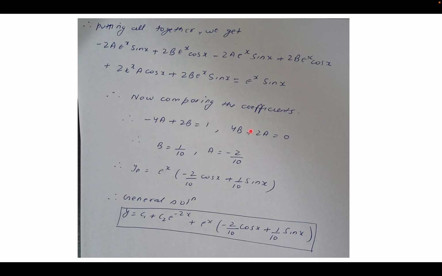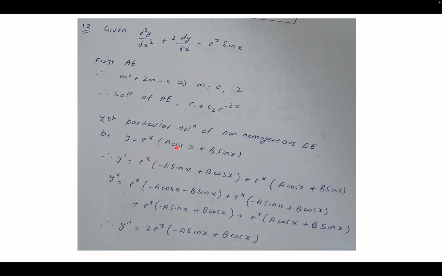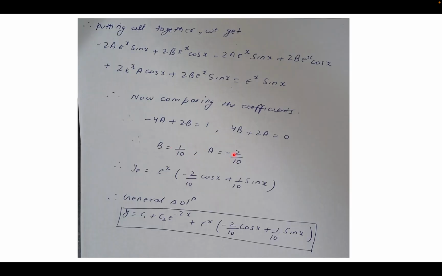Now you have two equations and two variables, so you can easily solve for the values of b and a. The value of b will be 1 by 10 and the value of a will be minus 2 by 10, right? From here you can express the particular integral, or the guess solution, of the non-homogeneous differential equation. You started with e^x (a cos x plus b sin x). You can put in the values of a and b and get this particular solution.